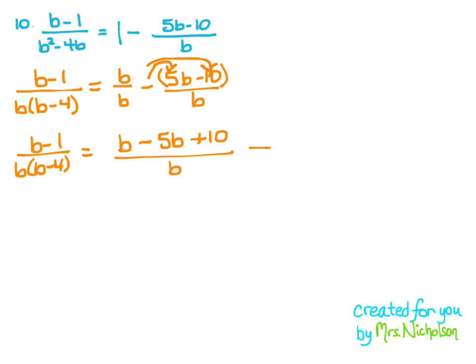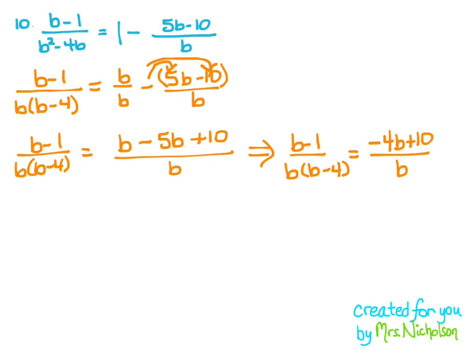And I'm going to go ahead and let's do one more step here. I'm going to combine the like terms in the numerator on the right side. So if I do that, I get negative 4b plus 10 over b.